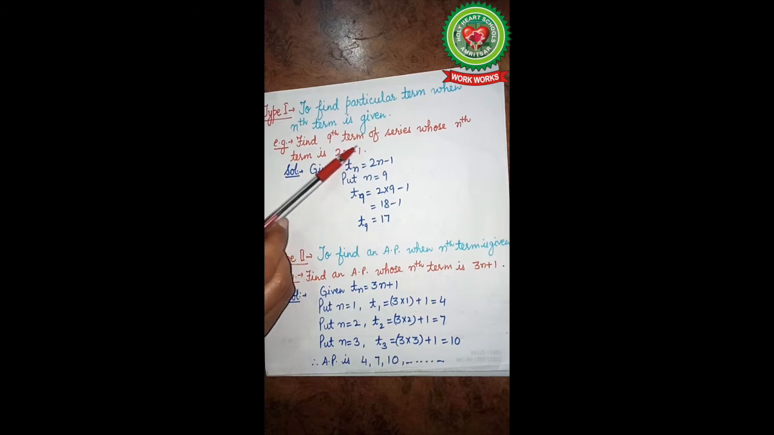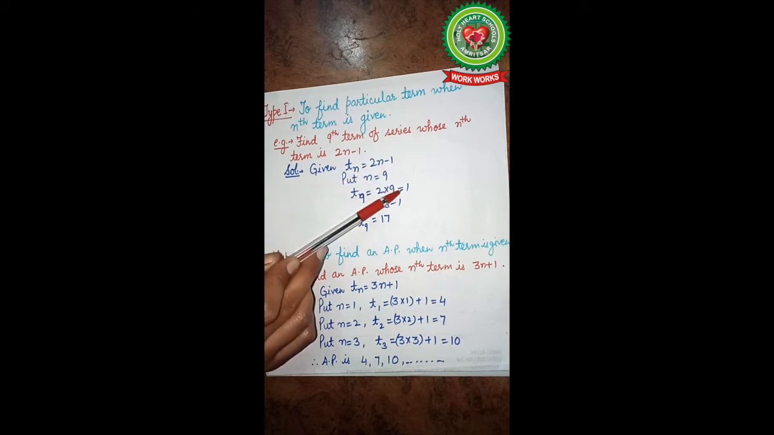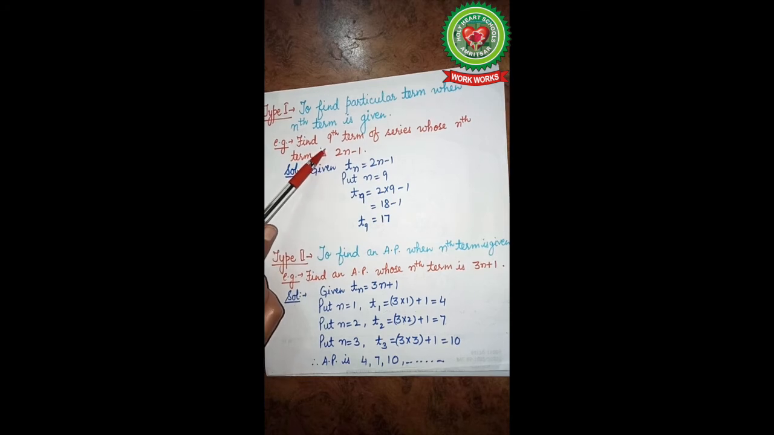So we will start from here. Suppose that the given term is tn. So tn is equal to 2n-1. For n is equal to 9, we get t9 is equal to 2 × 9 - 1, that is equal to 18 - 1, and finally we get 17. So ninth term of the series is 17.